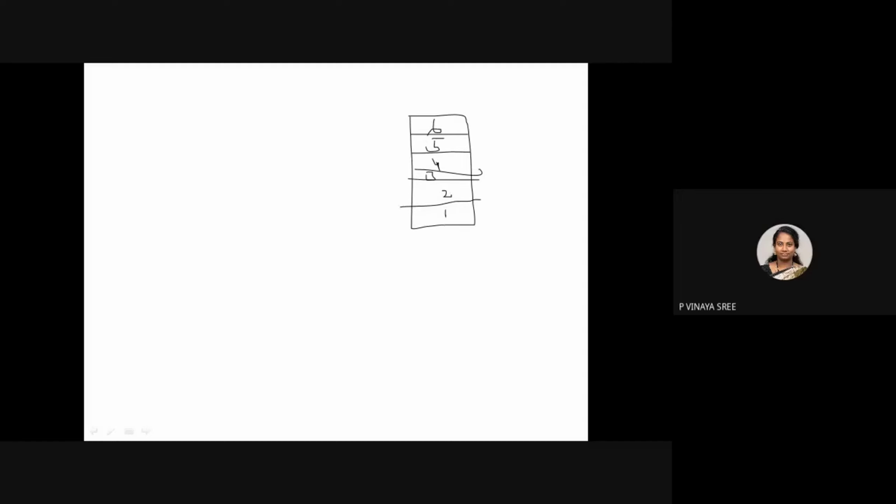Okay, so which unit will these instructions be given to? Which unit will be given this fetched instruction? Control unit. Yes, the control unit is present in which unit? EU. So we'll be giving it to the EU, and it goes to the control unit for decoding. After that, it goes to the ALU for execution.